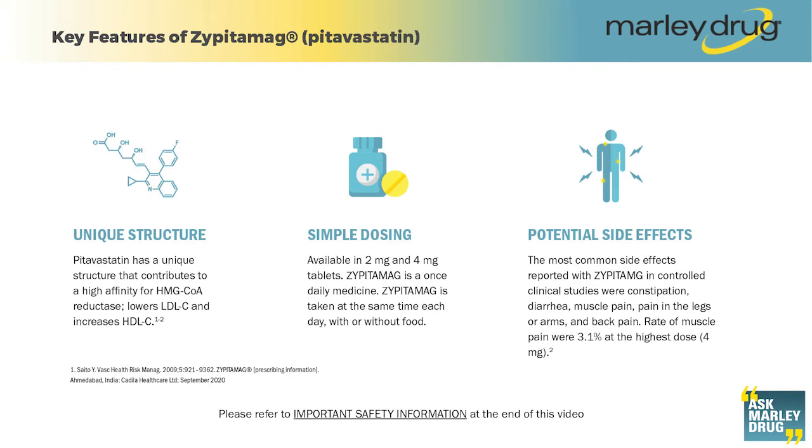In terms of side effects with Zypitamag, the most common side effects reported in controlled clinical studies were constipation, diarrhea, muscle pain, pain in the legs or arms, and back pain. Rates of muscle pain were 3.1% at the highest dose of pitavastatin, 4 mg. Discontinuation rates due to adverse reactions with Zypitamag are less than 4% and are not dose-dependent.